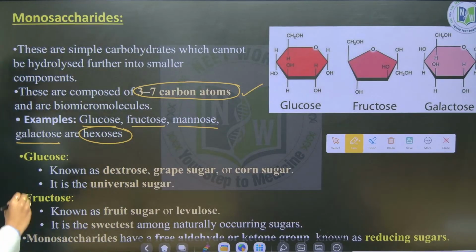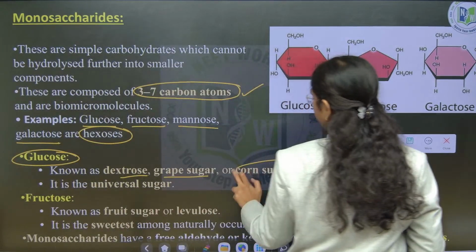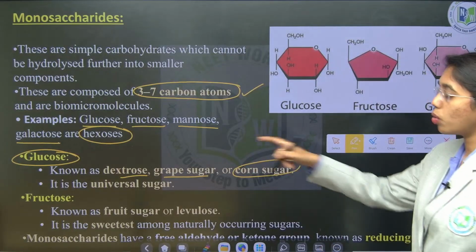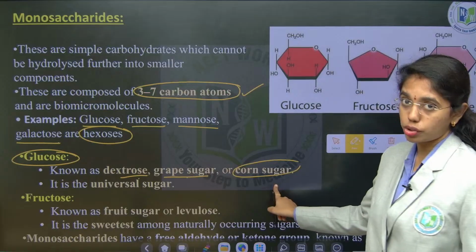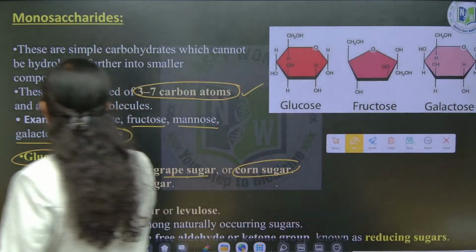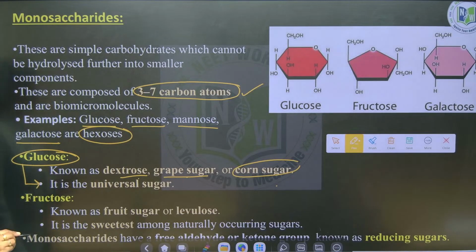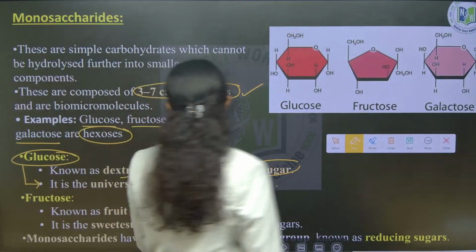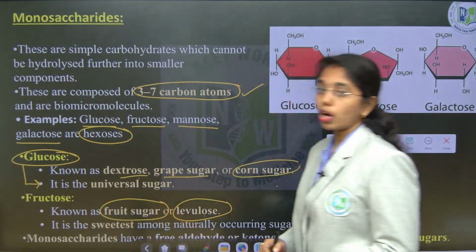Hexoses. And then you see glucose. Glucose is known as dextrose or grape sugar or corn sugar also. Glucose is the universal sugar, remember. Fructose is known as fruit sugar or levulose.